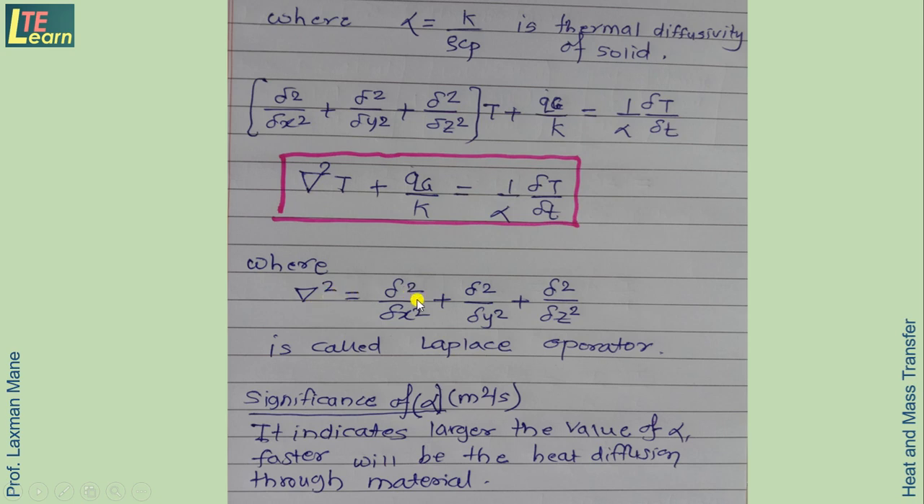So del square means what? Del square by del x square plus del square by del y square plus del square by del z square. Now here this thermal diffusivity, its importance: meter square per second is its unit, meaning area divided by time. So it indicates that the larger the value of alpha, the faster will be the heat diffusion through the material.